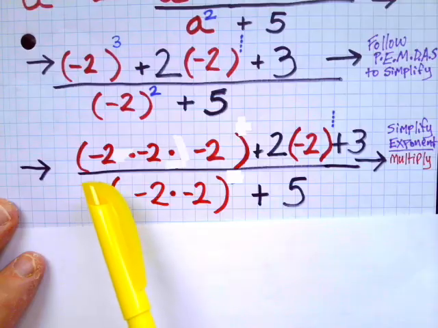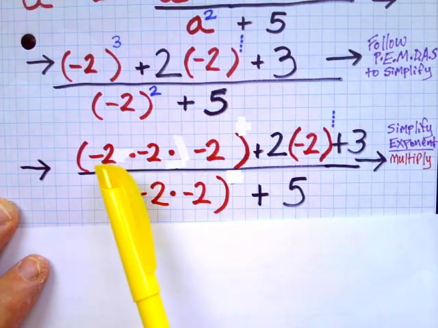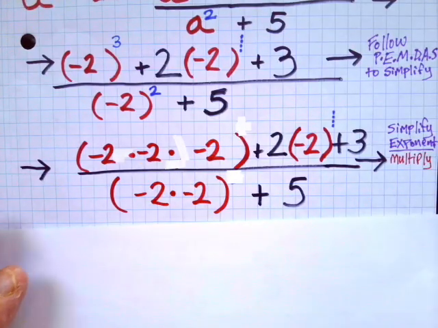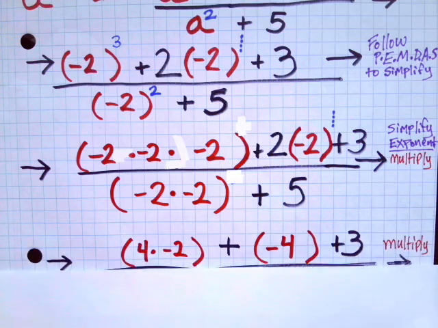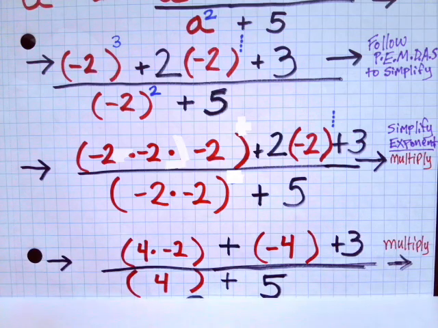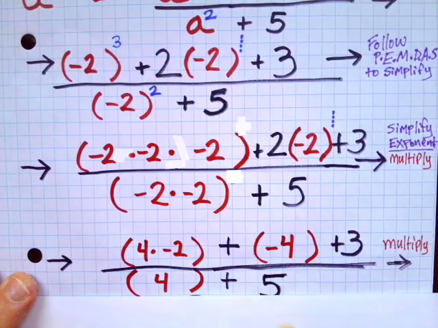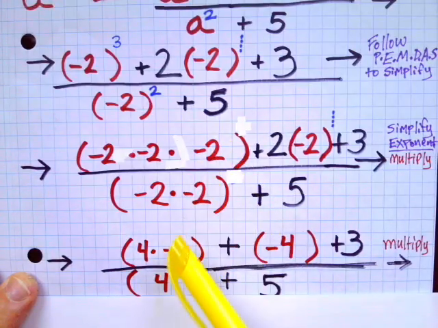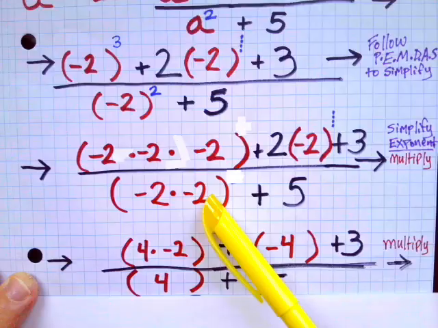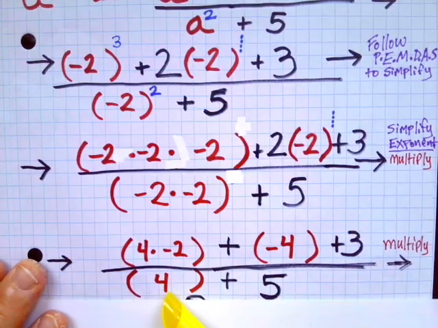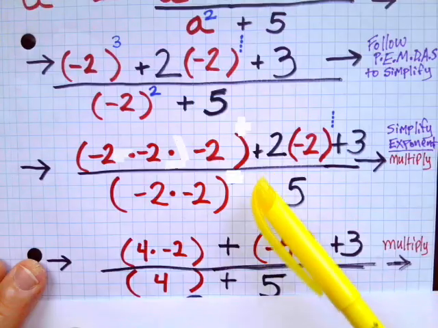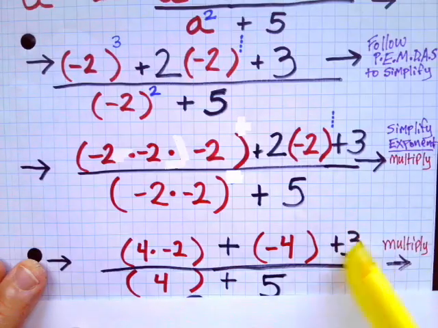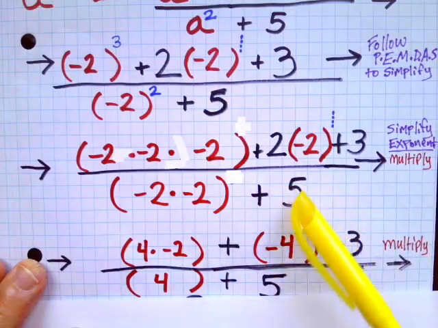Okay? And so now that I've simplified the exponents, I'm going to multiply. -2 times -2 is a positive 4. Positive 4 times -2 is -8. We'll show you that here in the next steps. So again, I don't like skipping steps. I'll take it one at a time. -2 times -2 is a positive 4. And I'm just going to rewrite that -2. -2 times -2 is a positive 4, showing that here. Plus 2 times -2 is -4. Plus that 3, all divided by that positive 5.